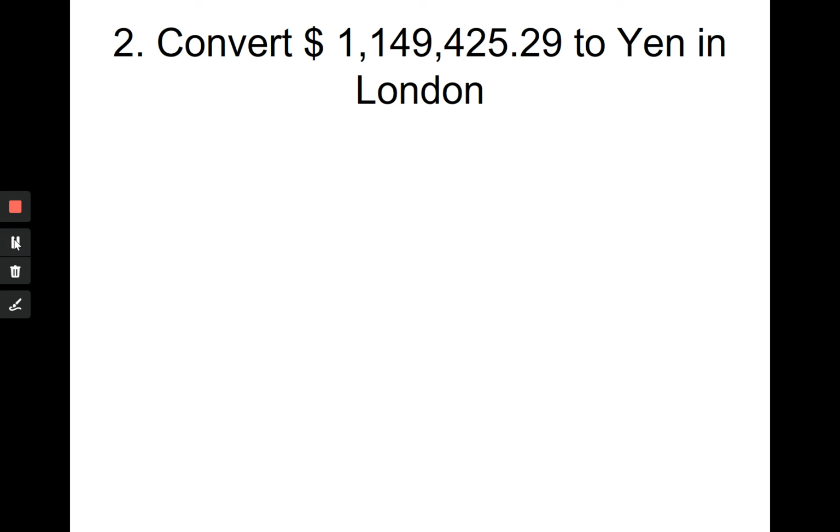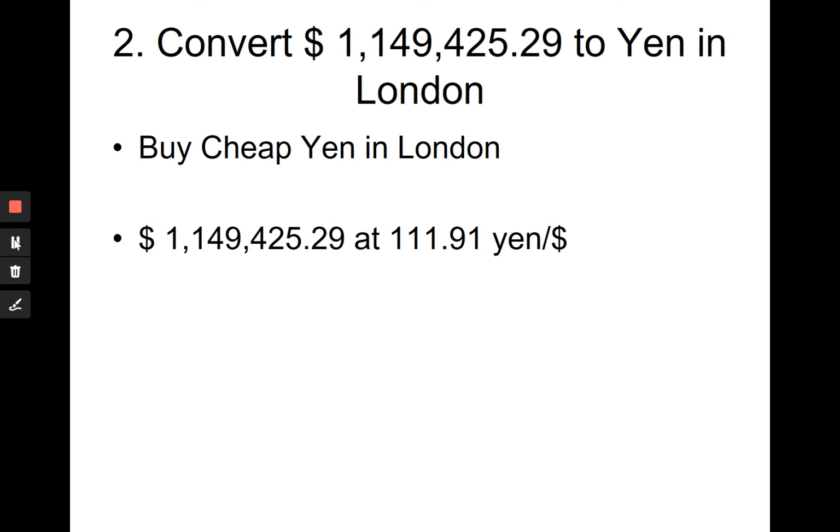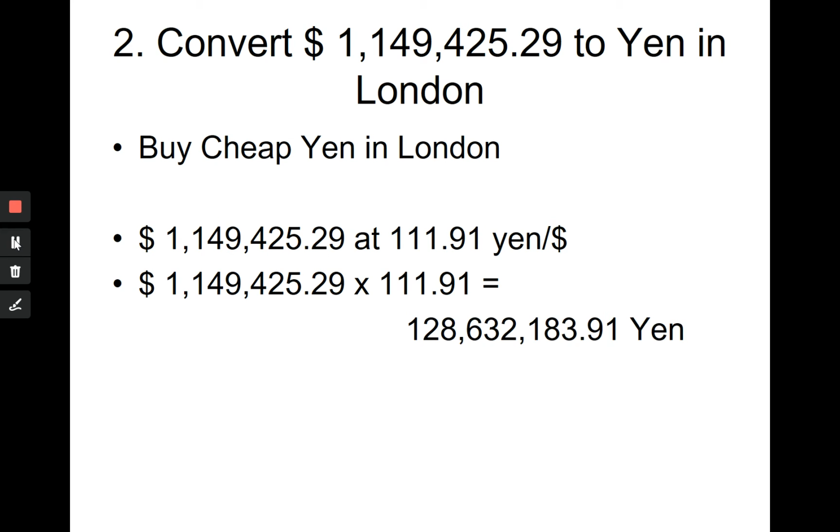We want to know how many yen we would get if we give all our dollars to the London market. Well, the quoted rate was 111.91 yen per dollar, and we have 1,149,425.29 dollars. Here we should multiply. Again, you could keep the units, and if you have dollar multiplied by yen divided by dollar, the two dollar signs cancel and the answer comes as yen. 128,632,183.91 yen to be precise.